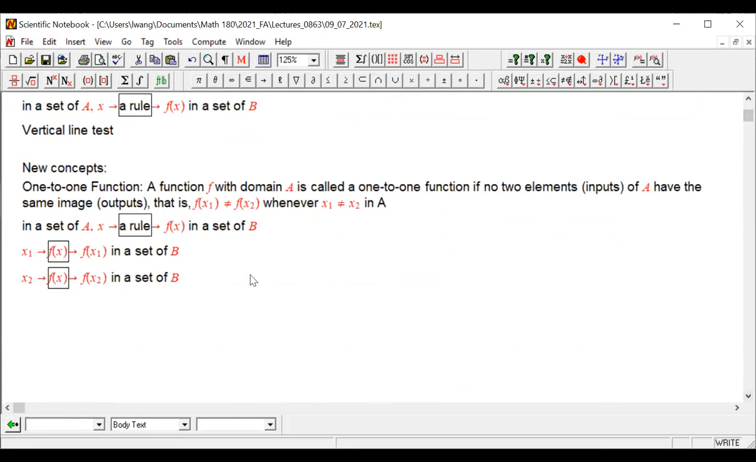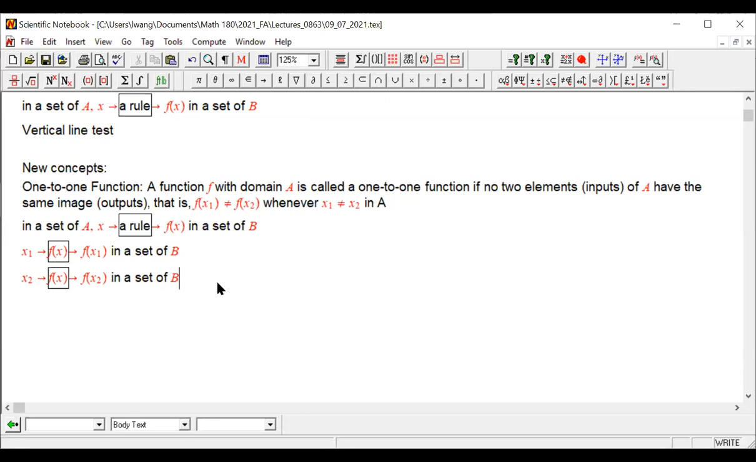Definition of one-to-one function: whenever the inputs are different, the outputs are different too. Okay, image means output. You're going to see this word used here and there because some math authors like to use image, but image is really the outputs. Okay, did you guys write it down?